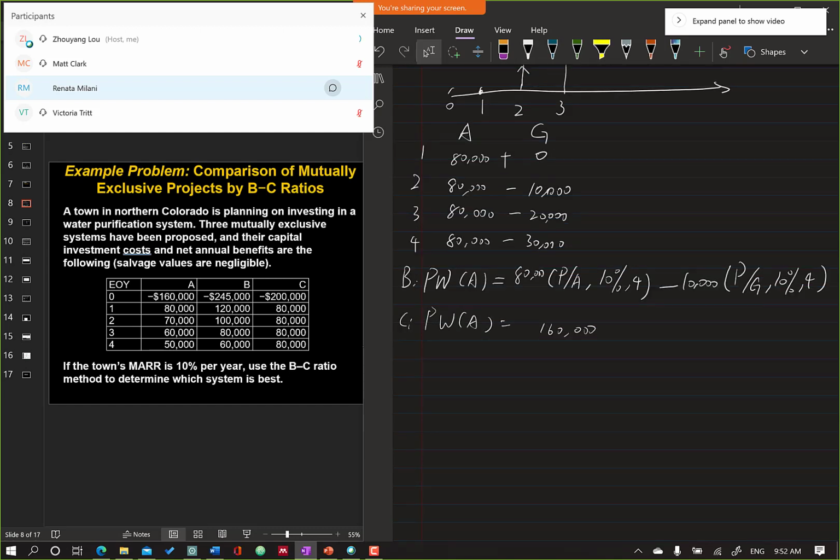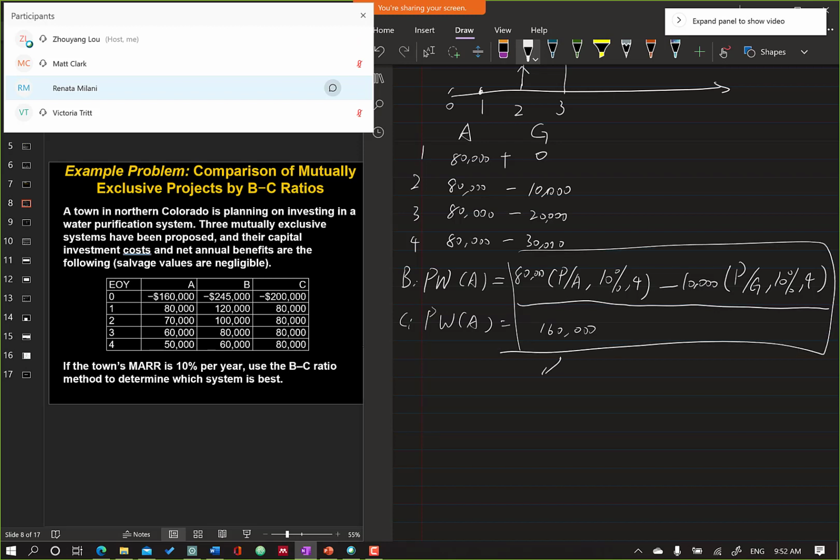Okay, so then we can just plug in these numbers and do the division here. And then we will get this number. You can check yourself offline if you're interested. So this will be just 1.31, and that's definitely greater than 1. So we will keep this A as the baseline.